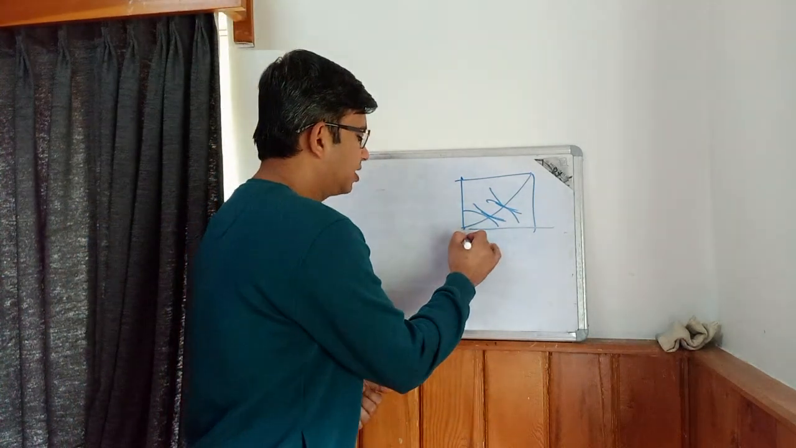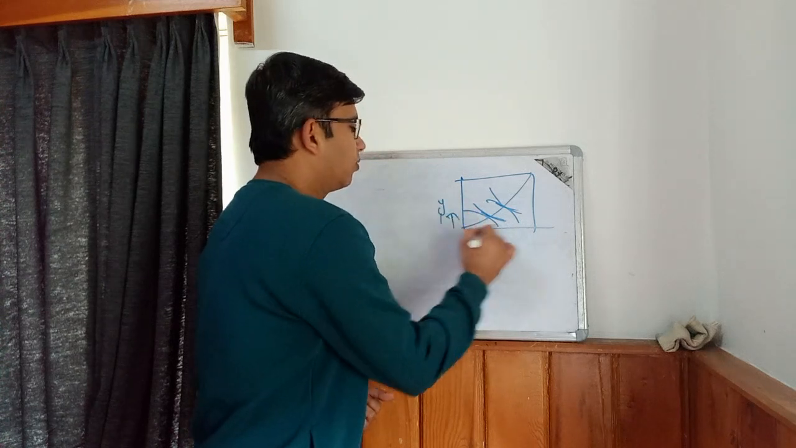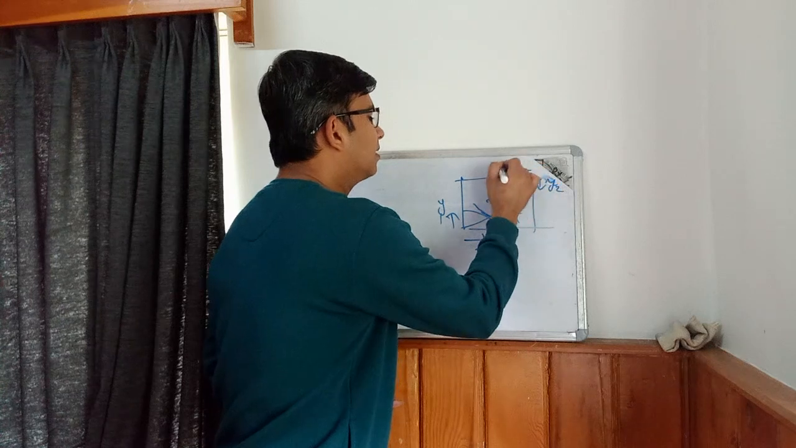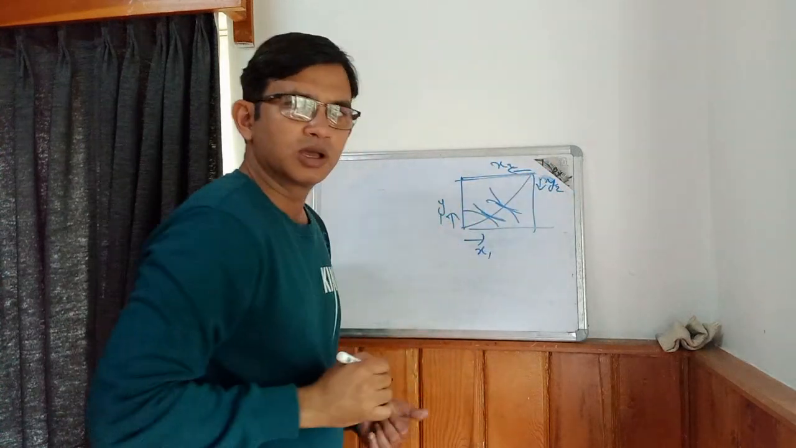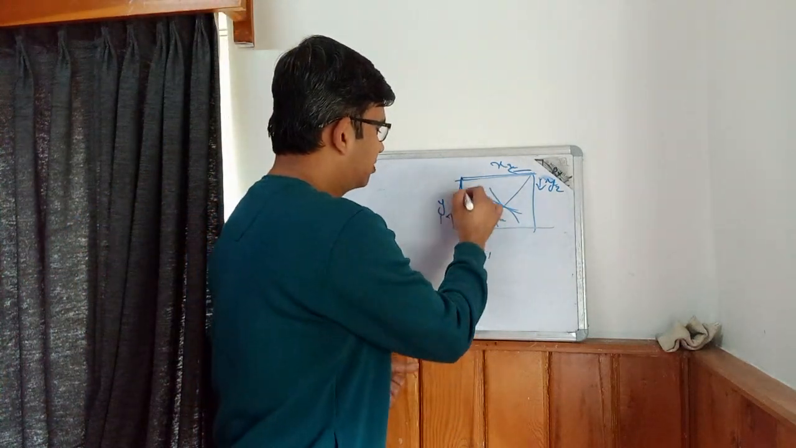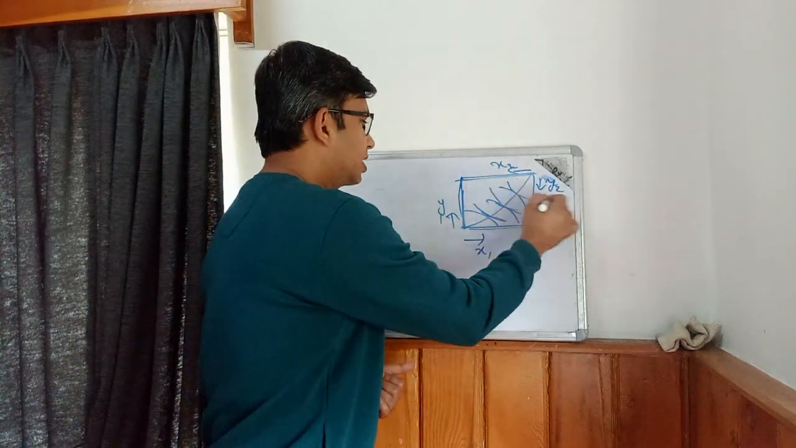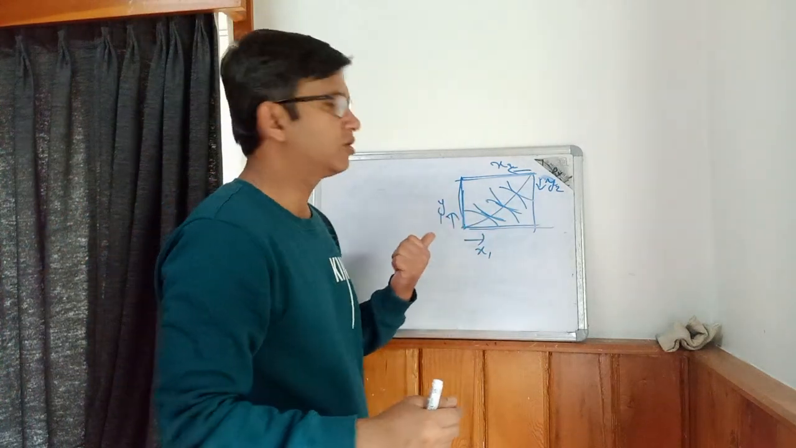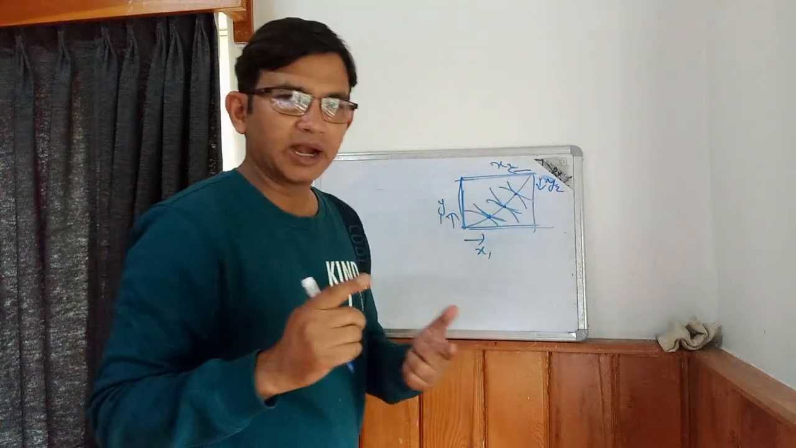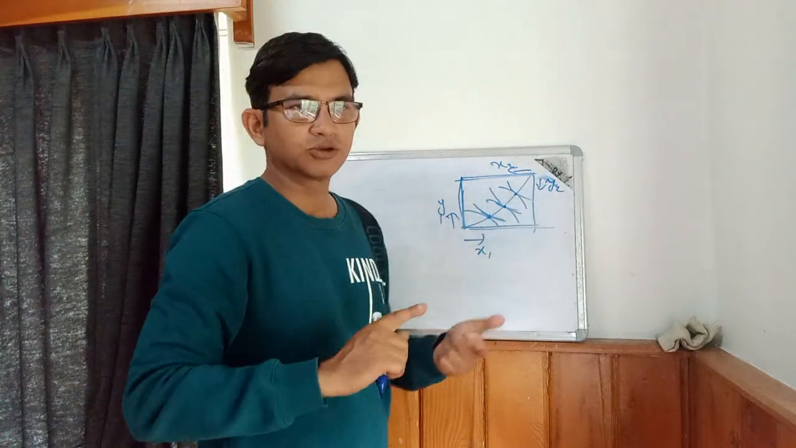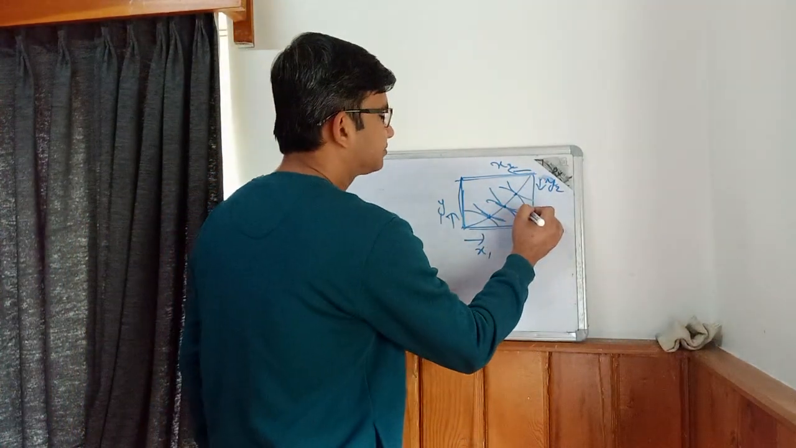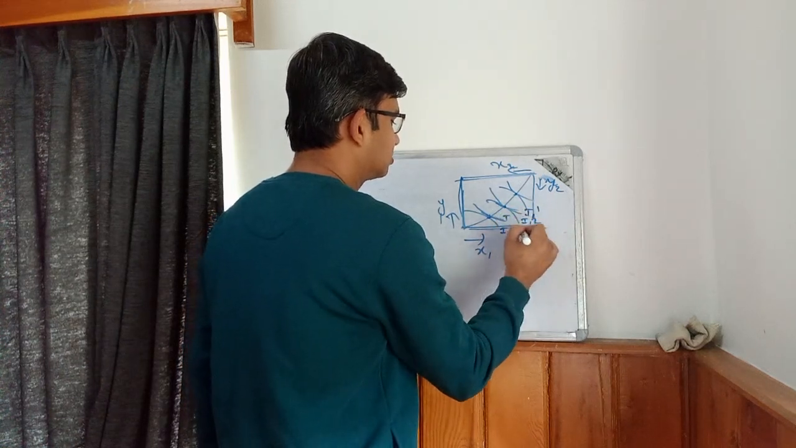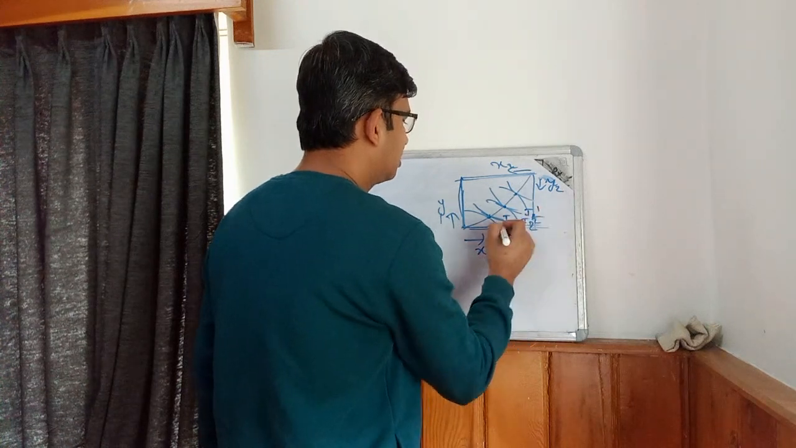isoquant. So if we consider from here x1, y1, this is the total amount of commodity x produced in the economy, this is the total amount of commodity y produced in the economy, and this contract curve shows that whenever we want to make consumer 1 better off, we have to make consumer 2 worse off. So that means the Pareto optimality is determined by the tangency points of the isoquants of the two consumers. So we can write here, this will be 2, and this is I11.